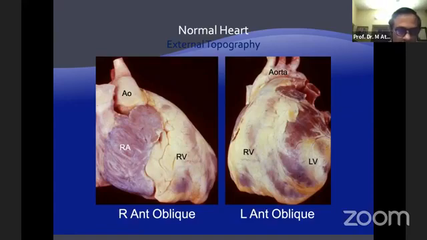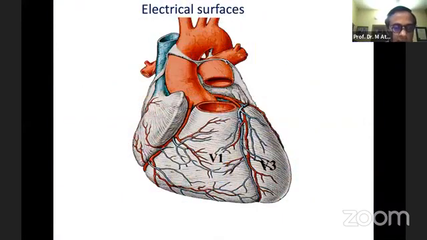So RAO view and LAO view, right anterior-oblique view and left anterior-oblique view, these terms are frequently used in description, and we can think about the position of the different parts and components of the heart in describing this. So RAO view and LAO view, and actually this is again the anterior aspect of the heart.